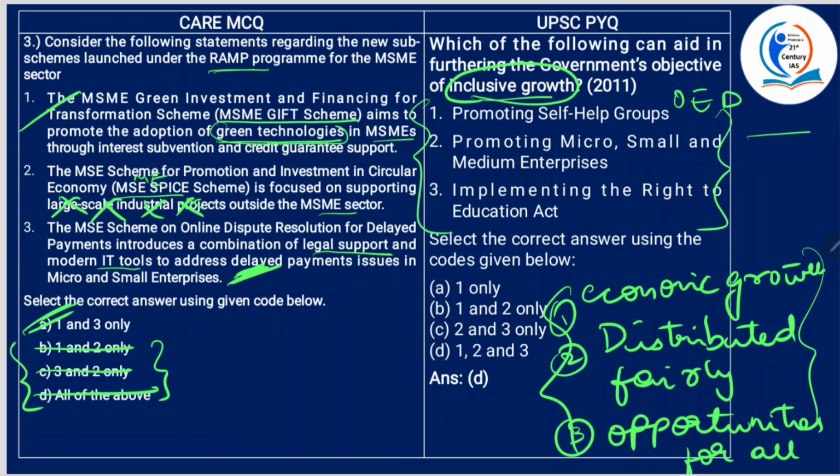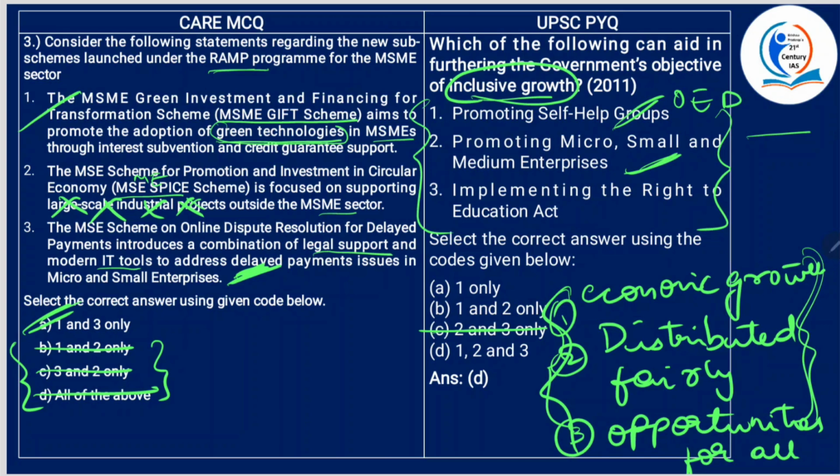Now, promoting self-help groups. Will promoting self-help groups help in achieving any of these things? Definitely yes, right? Self-help groups help in all these 3 things. So 1 is definitely right. So C is gone.